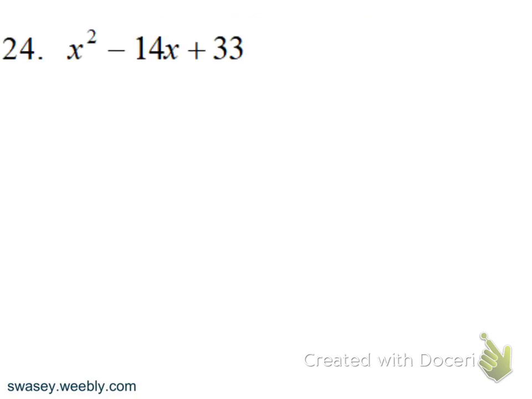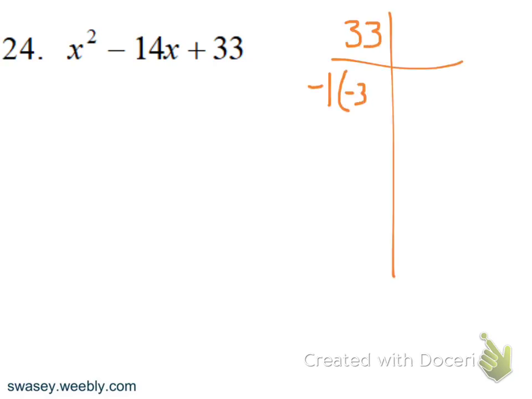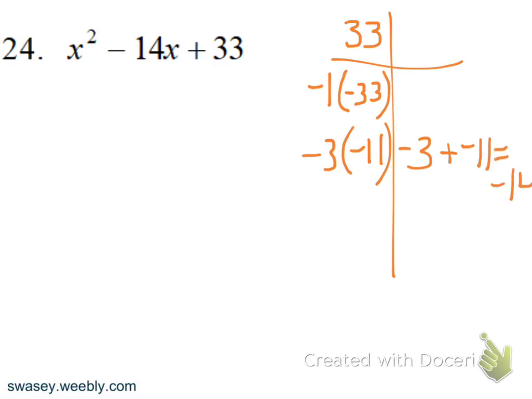Last one's positive here, so same signs, and the bigger one is negative, so they're both negative. Looking at factors of 33 that add up to negative 14. So the pair that works is negative 3 plus negative 11. That's negative 14. And so we'll have x minus 3, x minus 11.